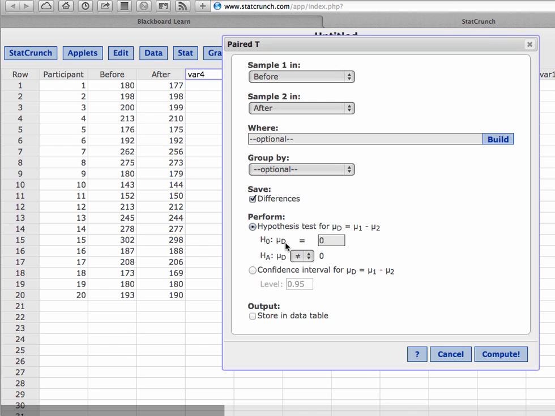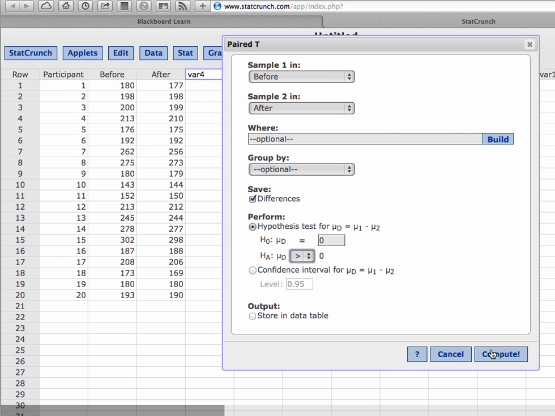We're testing that the mean difference, if you add up all the differences and divide by 20, is equal to 0, versus the mean difference is greater than 0. So there was an average weight loss, right? There was a difference in the before and the after. We're not going to worry about the confidence interval. We're going to come back to that.